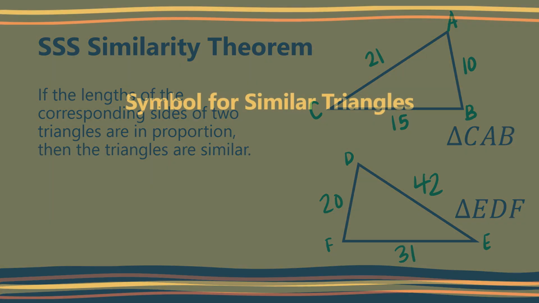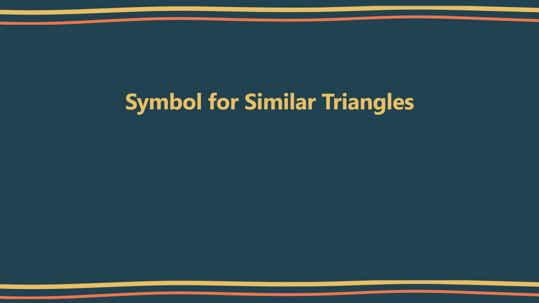Now, when we are writing that two triangles are similar, we have a special symbol for that. This is what it looks like. It's called a tilde, T-I-L-D-E. So this symbol is called tilde. This is on your keyboard if you want to take a second and look at that. It's in the top left corner of your keyboard, right under the escape button, right next to the 1 button.